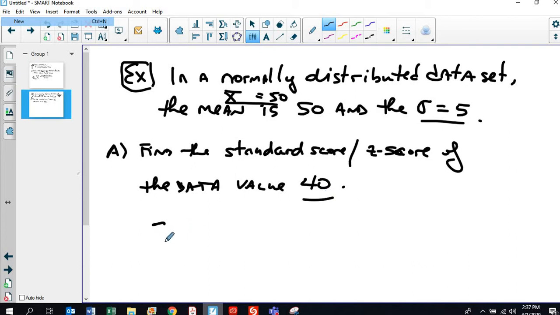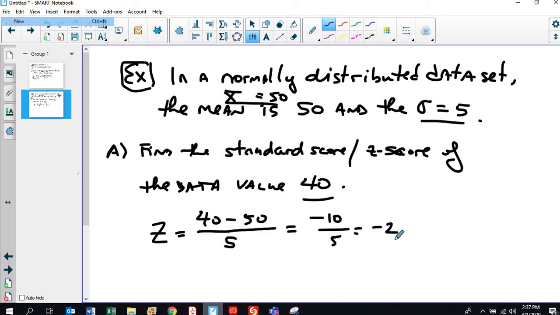Well, how do I do that? Again, the formula is your data point 40 minus the mean 50, all over the standard deviation. So I get -10, the negative representing that I am to the left of, or less than, the mean, over 5, and so I get a -2 as my z-score.